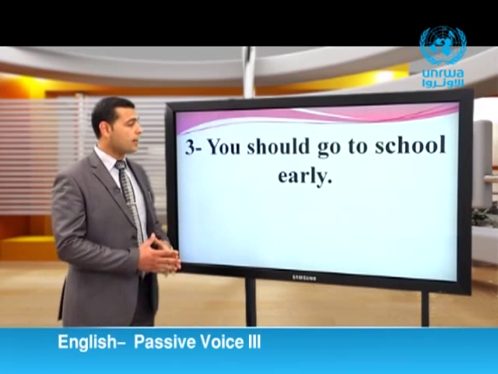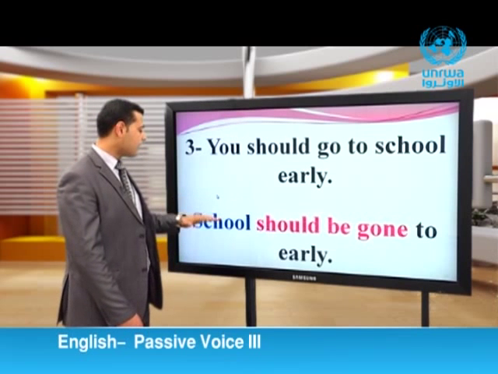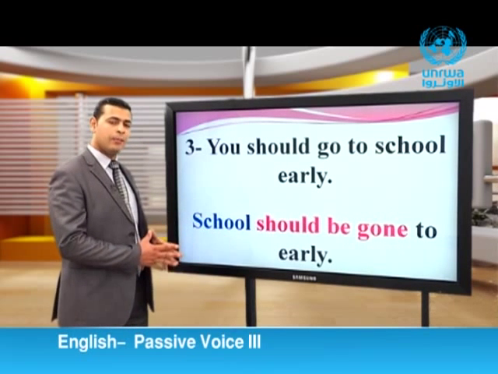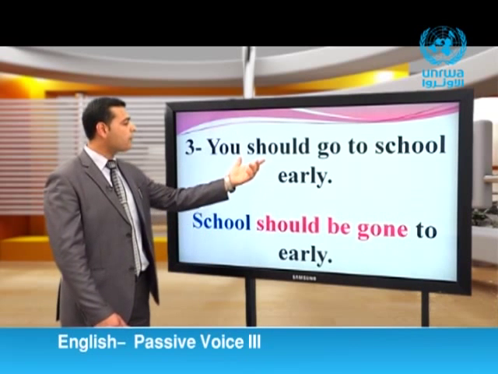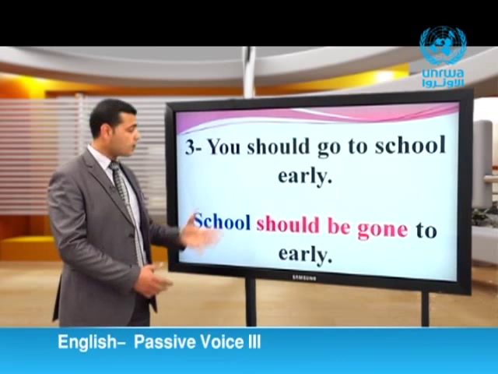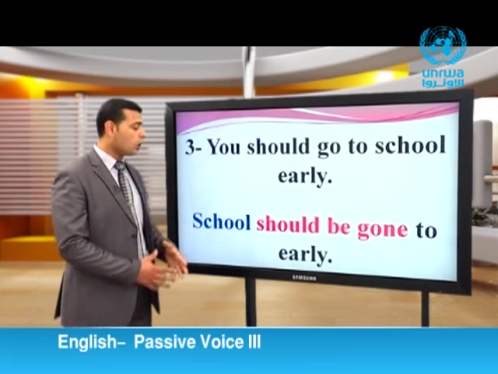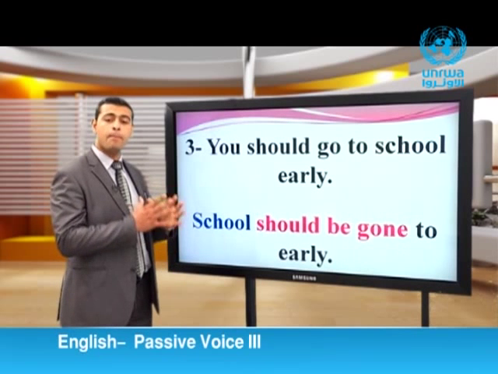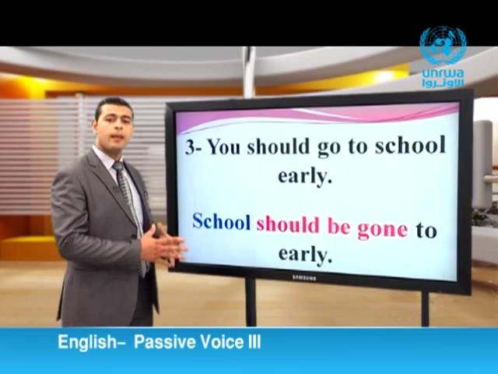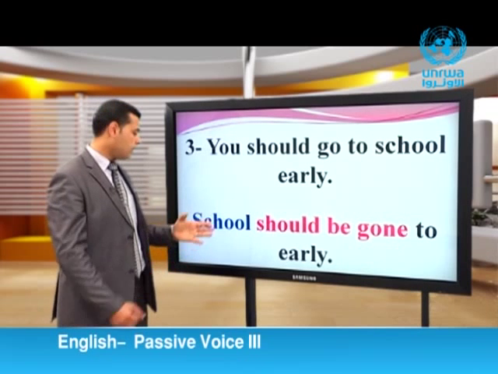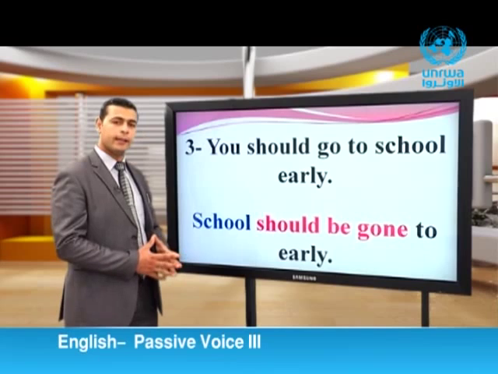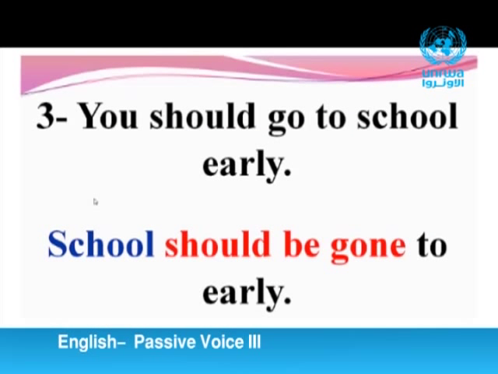Here, the object of this sentence is school, so we should start the sentence with the school. Again, we have the modal verb should. We should use this modal verb in the passive voice as it is. So, school should. After modal verbs, we should use be, and after be is the past participle of the main verb. School should be gone to early.